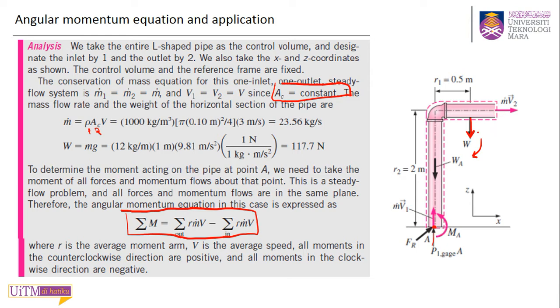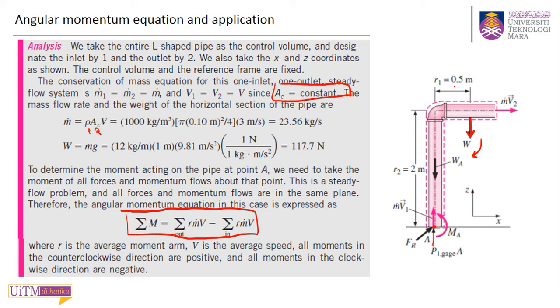We need to take note of all of the forces: W, m dot v2, and m dot v1, and this moment about point A. So this is a steady flow problem, so you need to write your angular momentum equation: summation of moment equal to the radius times the mass flow rate times the velocity out, minus the in. So R is the moment arm.